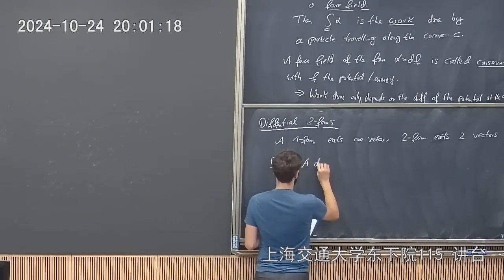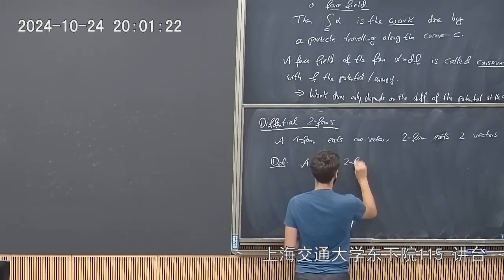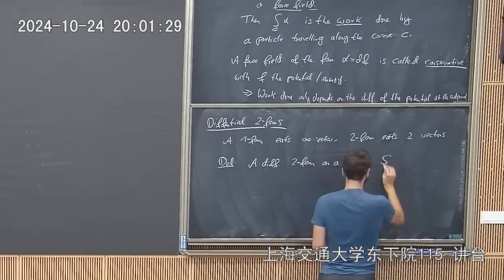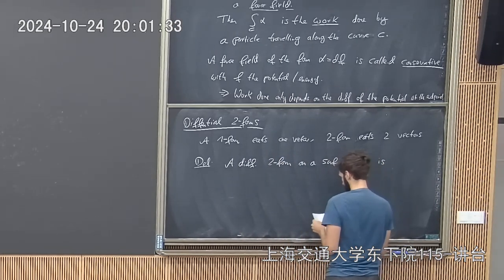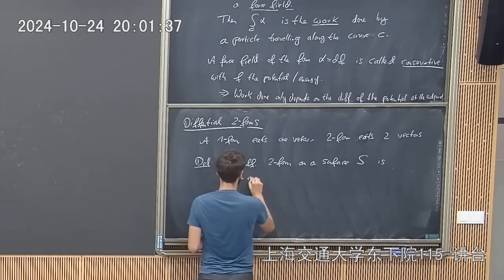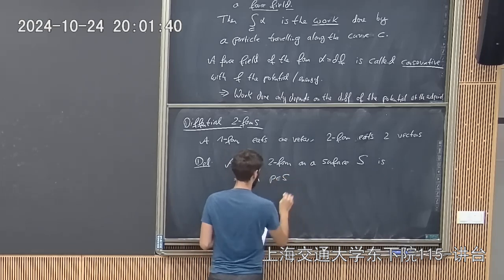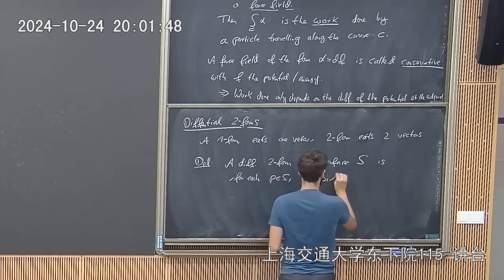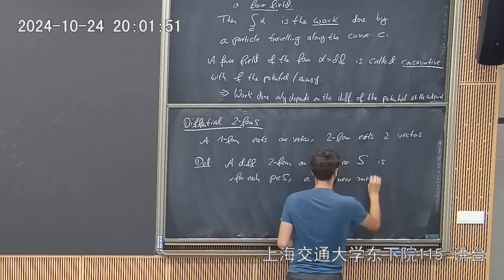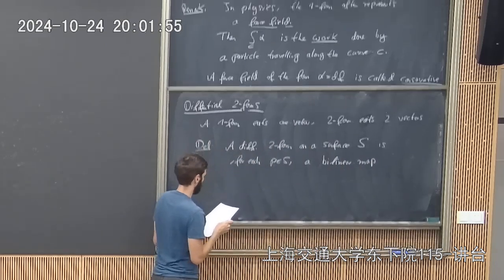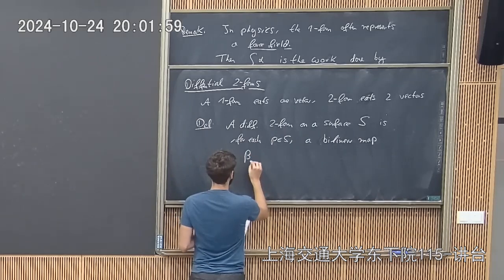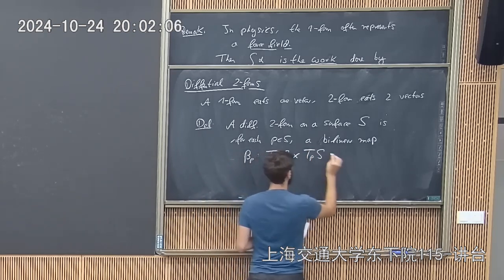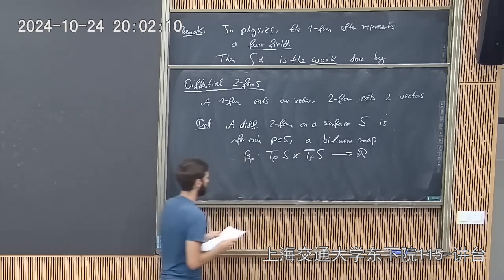So the definition is: a differential two form on a surface S is, for each point of the surface, a bilinear map, I will tell you in a second what bilinear means, which we write as beta at P. That bilinear map eats two tangent vectors and gives you a number.